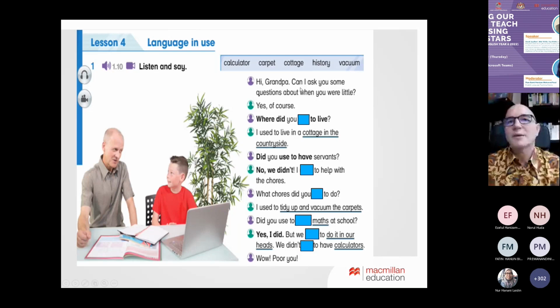Hi, Grandpa, can I ask you some questions about when you were little? Yes, of course. Where did you beep to live? All right. And now I would ask my students, instead of the word beep, what word should I say? And my students will write down the word that they think I would say. I used to live in a cottage in the countryside. Did you used to have servants? No, we didn't. I beep to help with the chores.